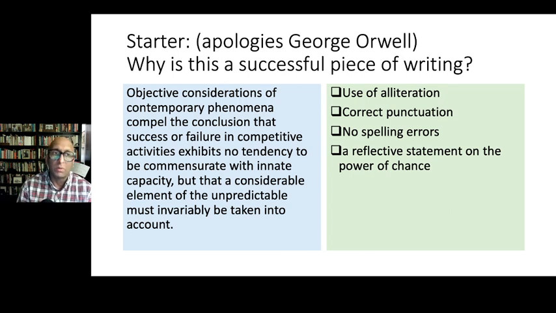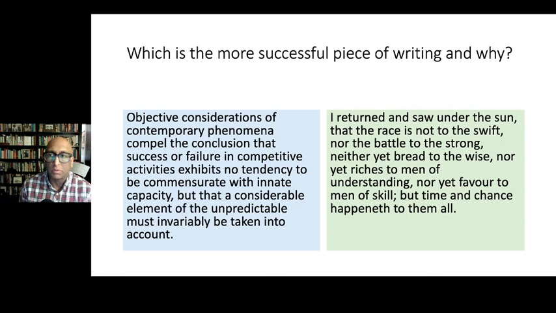Okay, that's one example of a starter. Here's a different example of a starter. Which is the most successful piece of writing and why? So on the left we have the same one, and on the right we have, I returned and saw under the sun that the race is not to the swift, nor the battle to the strong, neither yet bread to the wise, nor yet riches to men of understanding, nor yet favour to men of skill, but time and chance happeneth to them all. What, if we had more time, we could explore. Obviously, if we were in a classroom, we would discuss.